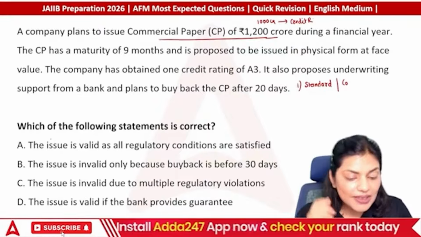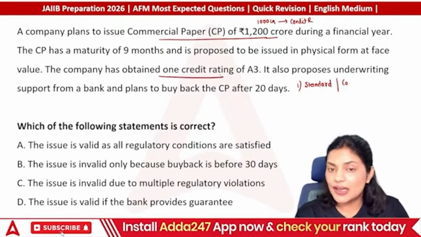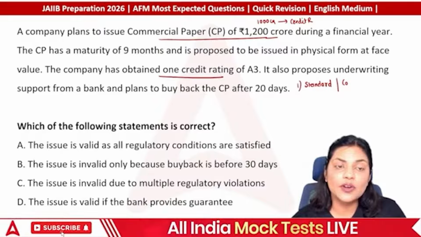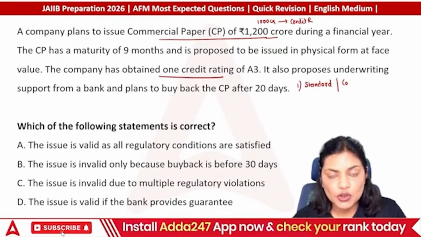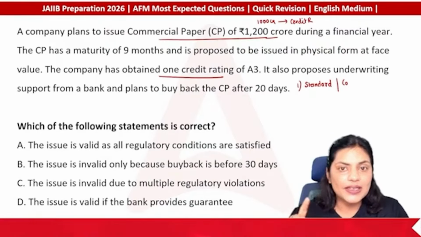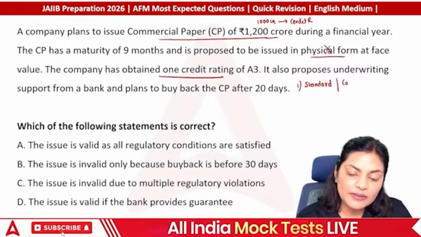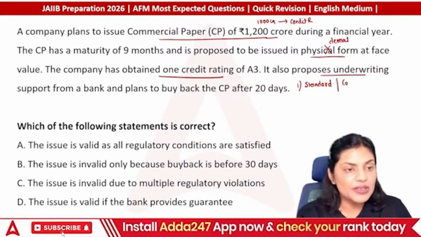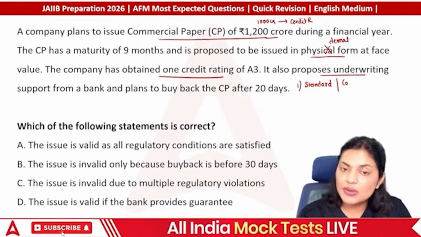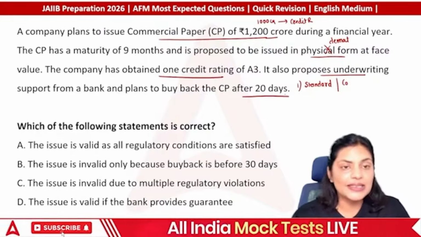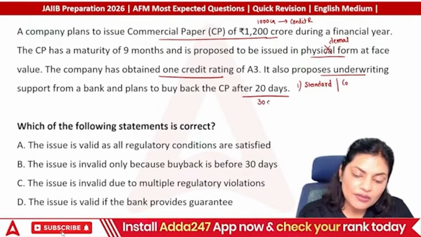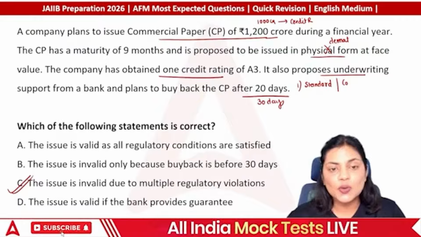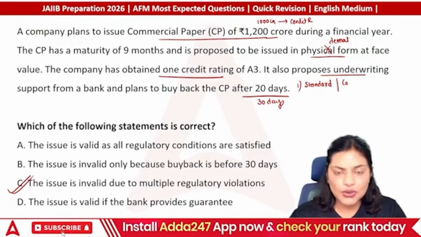So it says that the company has obtained a rating from one agency. That is wrong. We will have to get our rating done from 2 credit rating agencies whenever the amount of issue is more than 1000 crore. So this condition is wrong. They are issued in DMAT form and not physical form, so that is also wrong. Then it says that it is proposing underwriting, which is not allowed in case of commercial paper, so that is also wrong. And then buyback is done in 20 days, which is again wrong. That is 30 days. So there are multiple regulatory violations, and hence this issue is not right, because there are so many violations of the rules and regulations.